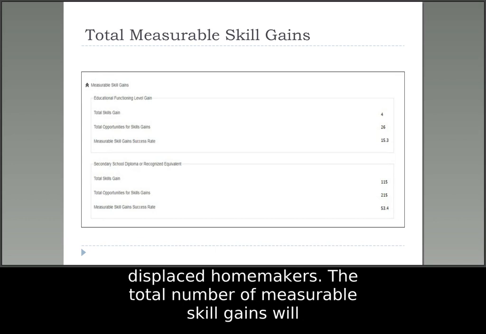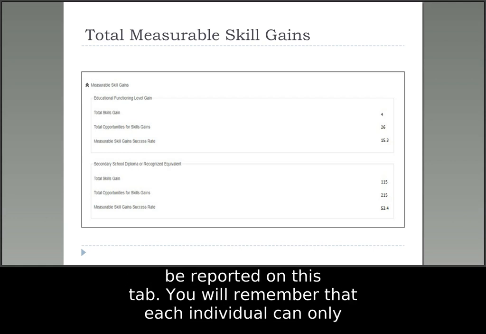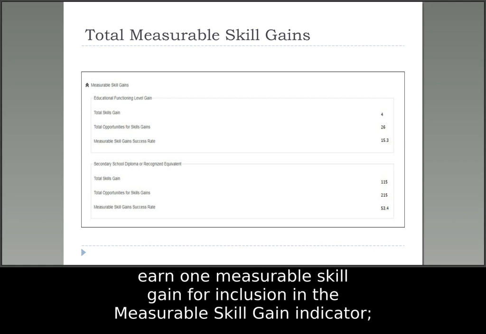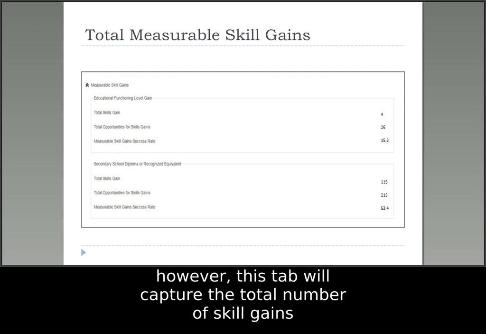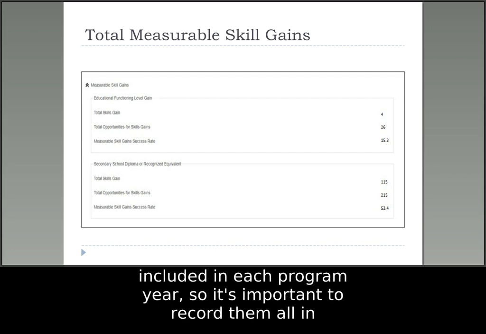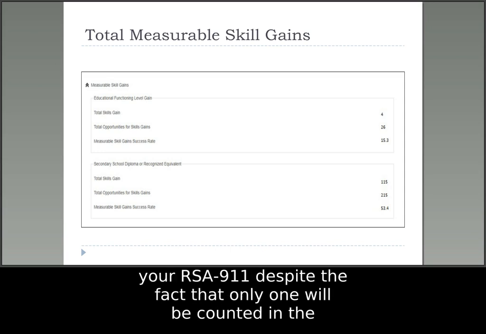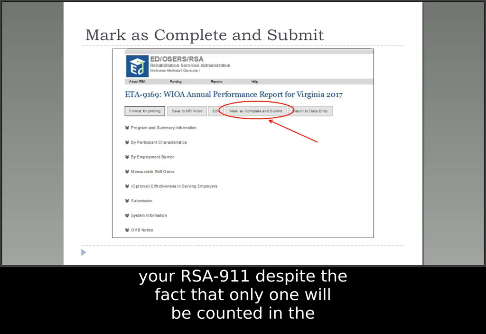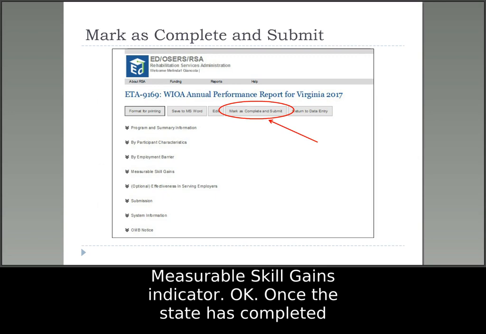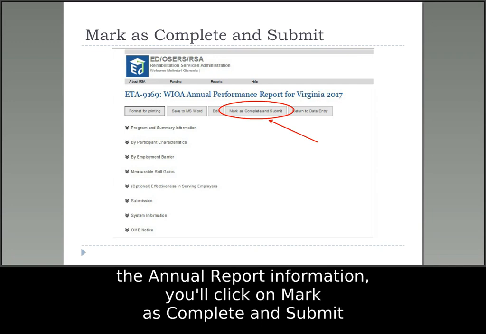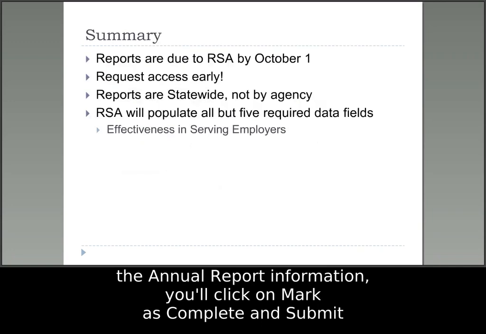The total number of measurable skill gains will be included on this tab. You'll remember that each individual can only earn one measurable skill gain for inclusion in the measurable skill gain indicator. However, this tab will capture the total number of skill gains included in each program year, so it's important to record them all in your RSA 911 despite the fact that only one will be counted in the measurable skill gains indicator. Okay. Once the state has completed the annual report information, you'll click on Mark as Complete and Submit to submit the report to RSA.